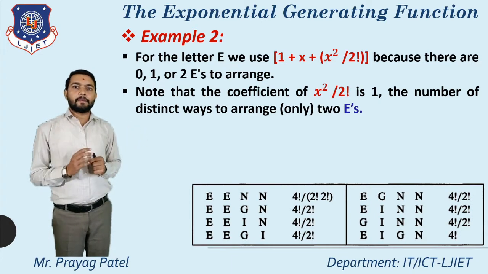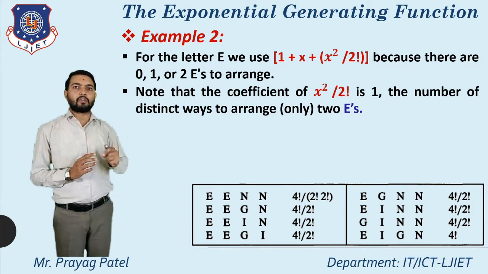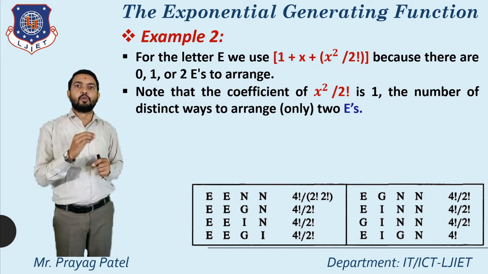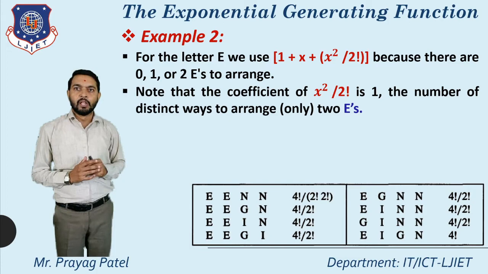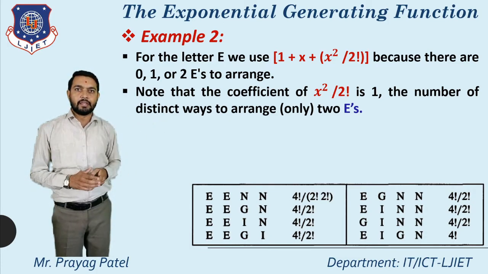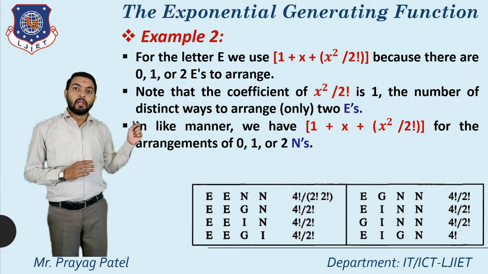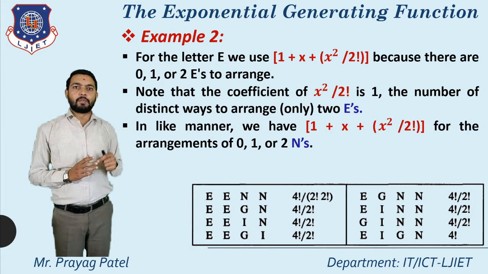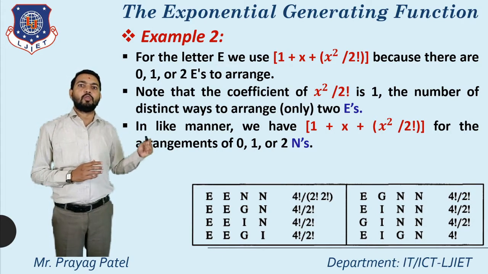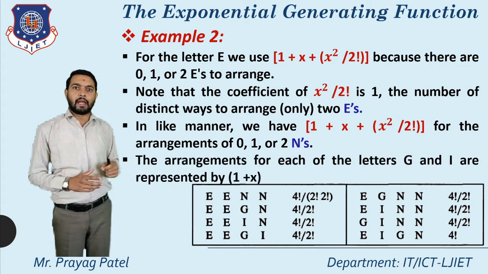The coefficient of x square divided by 2 factorial is 1, because here no multiplication is available. The number of distinct ways to arrange this e is considered as x square divided by 2 factorial. In like manner, we have 1 plus x plus x square divided by 2 factorial for the arrangement of 0, 1 and 2 n's. So the same way for the n, we use the same formula.